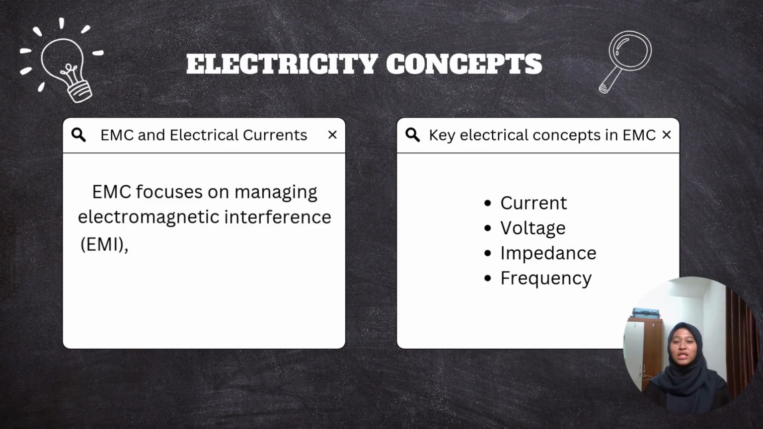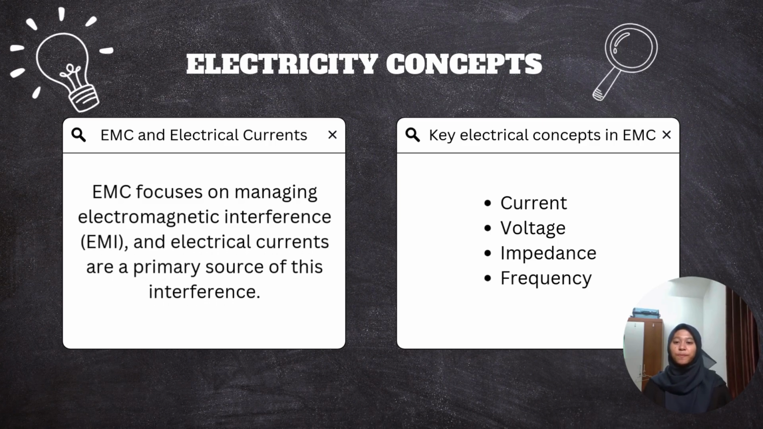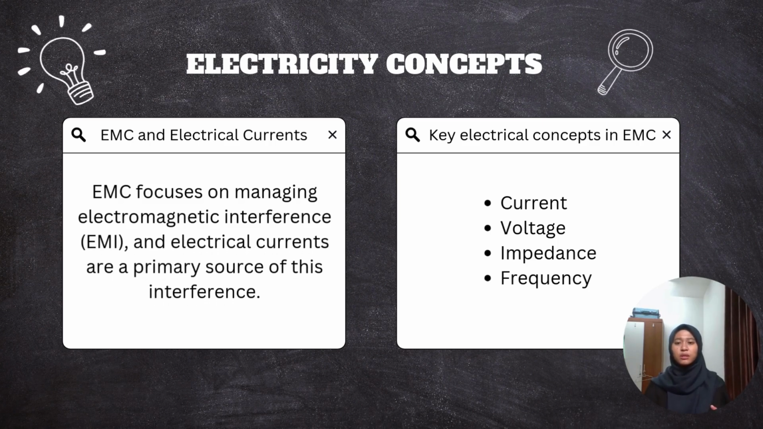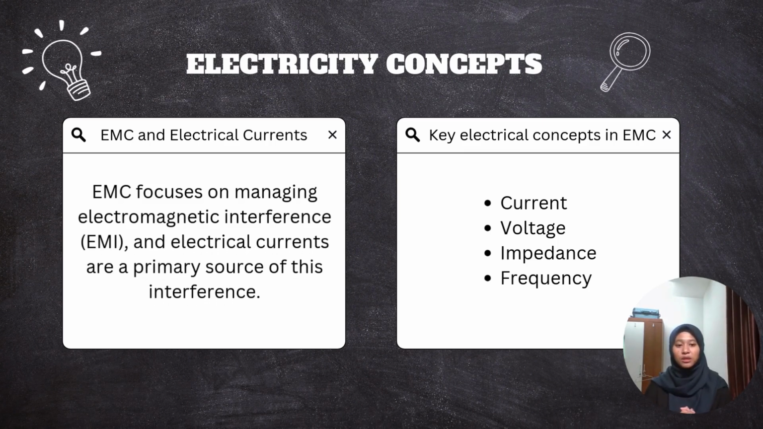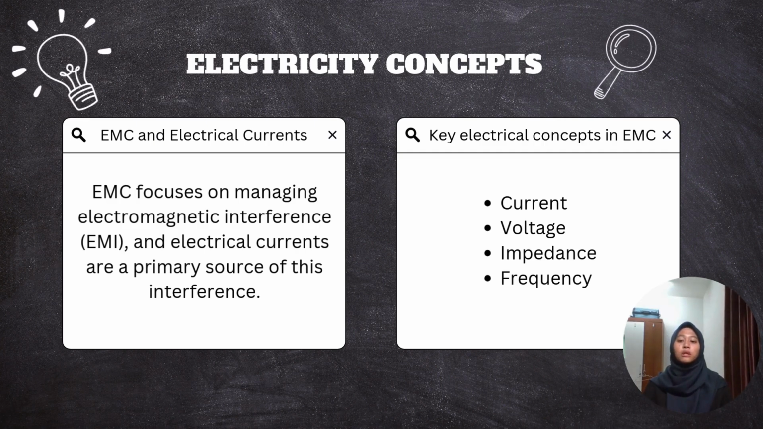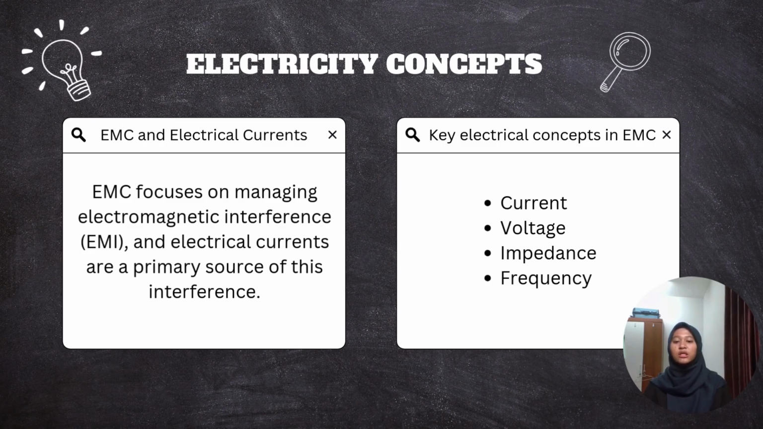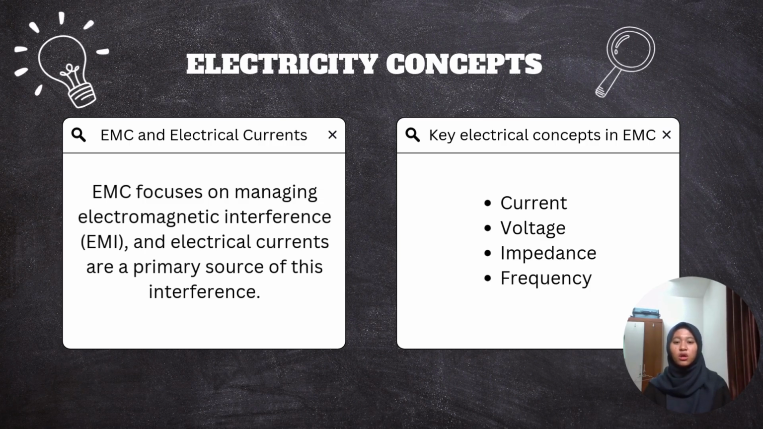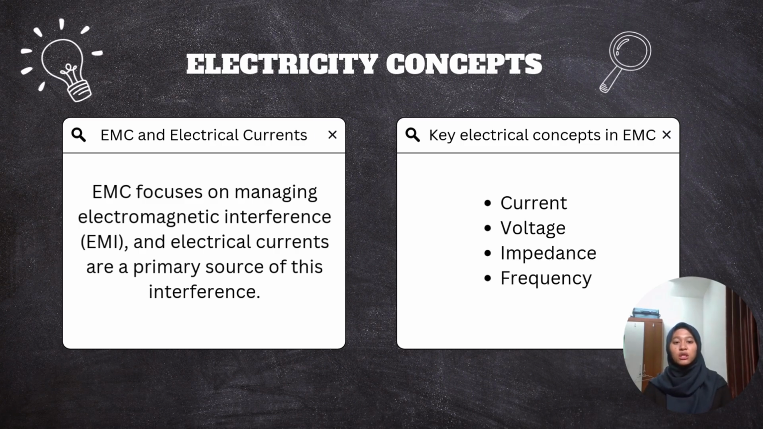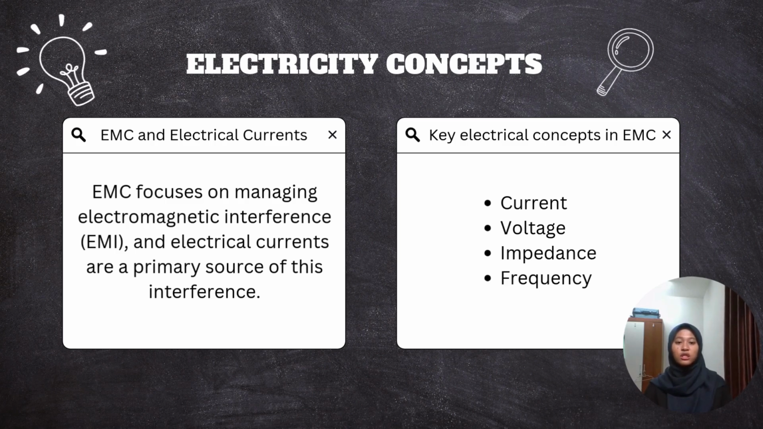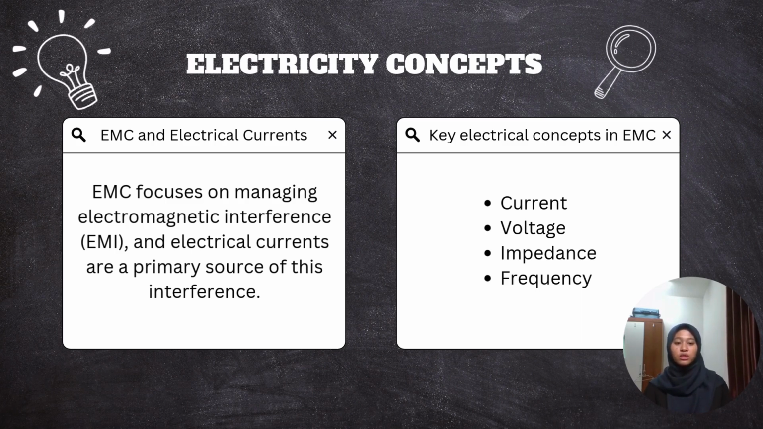The next one is electricity concepts. What is the relationship between electromagnetic compatibility and electrical currents? Electromagnetic compatibility focuses on managing electromagnetic interference, and electrical currents are a primary source of this interference. The key electrical concepts in electromagnetic compatibility are current, voltage, impedance, and frequency.